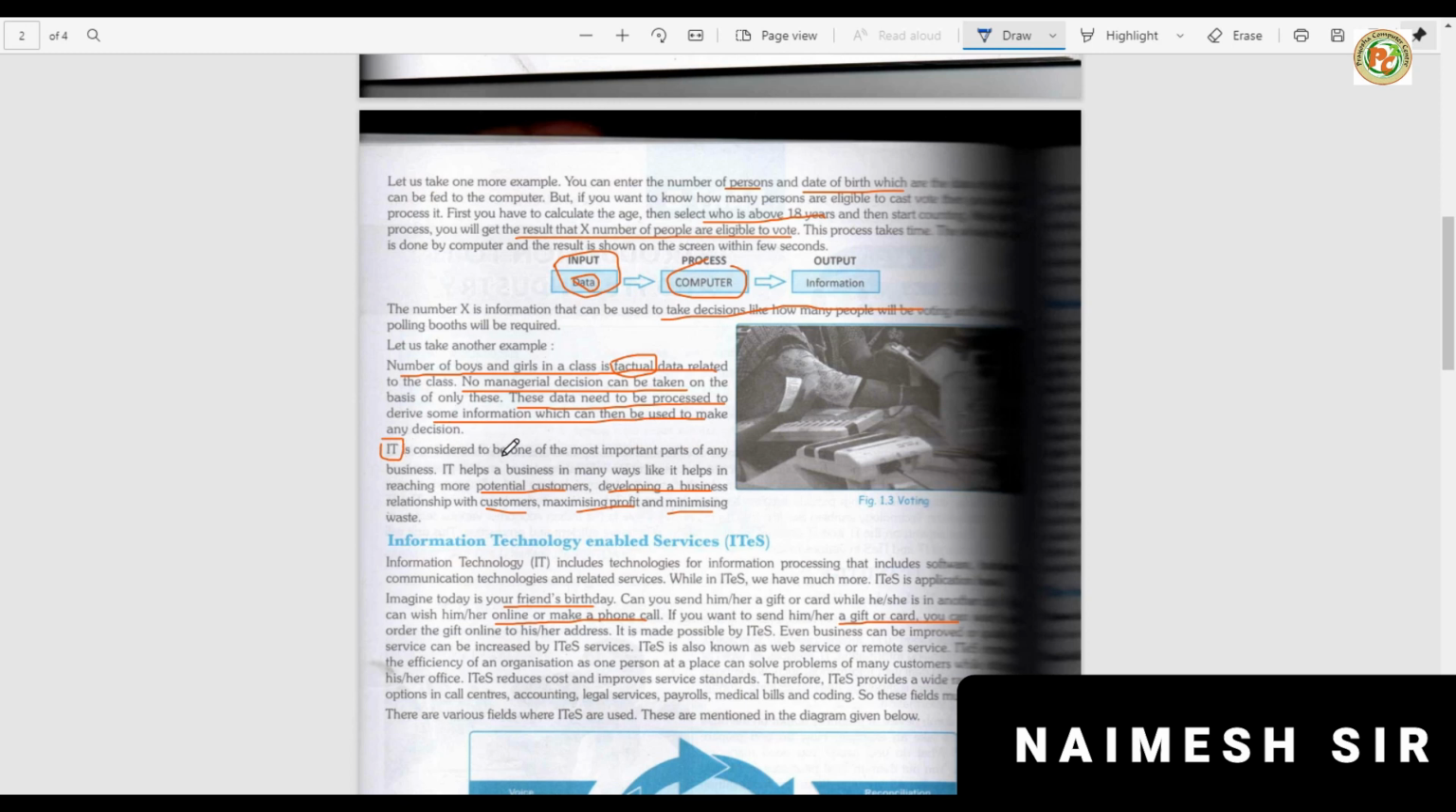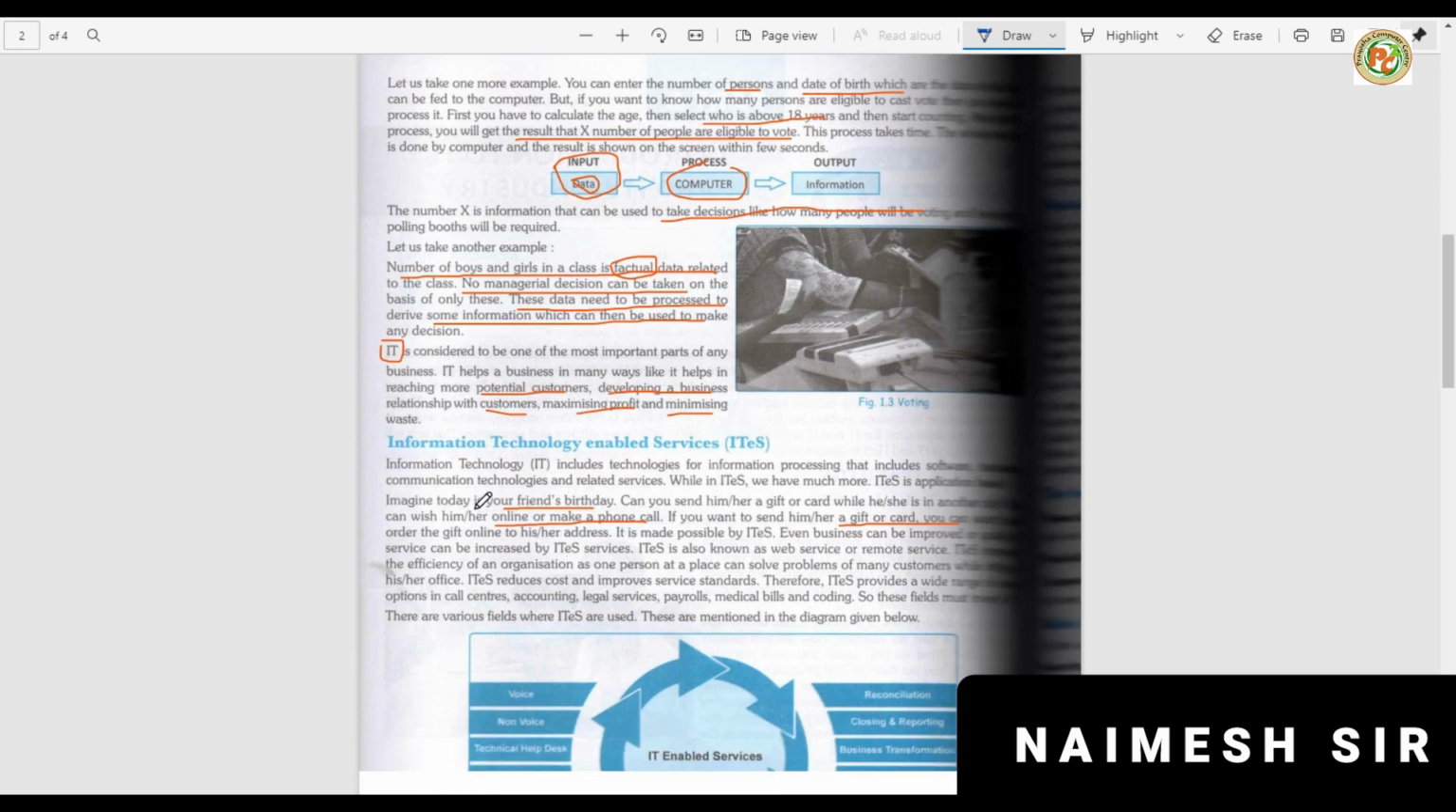So IT is considered one of the most important parts of any business. IT helps business in many ways, like reaching more potential customers, developing business relationships with the customers, maximizing profit, and minimizing waste. So these are the important parts, and these are the useful tasks of IT.